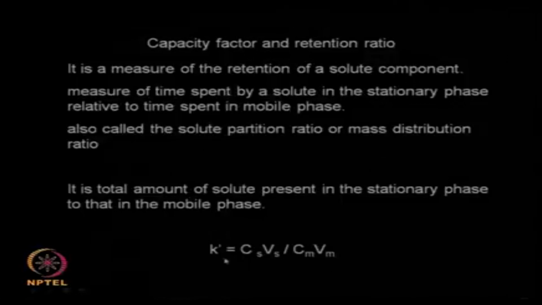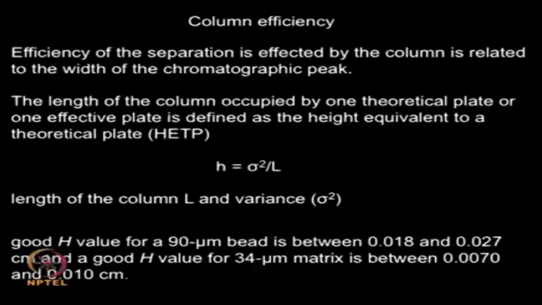So this is a measure of the time spent by the solute in the stationary phase, that is the S, vis-a-vis the time spent in the mobile phase, that is the M. If it spends more time on the stationary phase, then the capacity factor goes up because it comes in the numerator. If it spends less time on the stationary phase, then the capacity factor goes down. That means it spends more time in the mobile phase relatively.